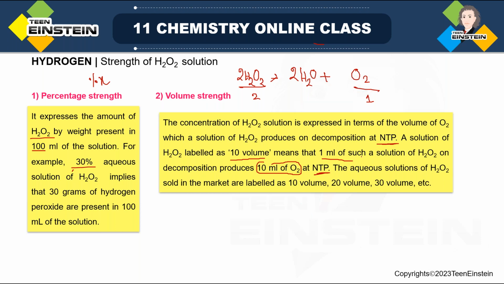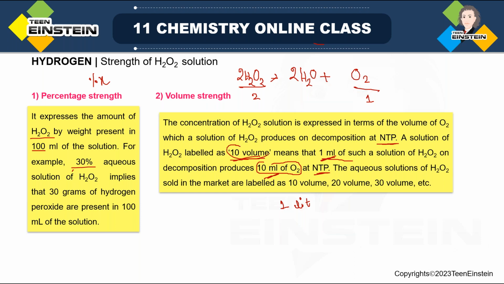And if I am expressing it in 1 liter, then it is also just 10 times high. When I say 10 volume, there is no unit mentioned, not liter, not ml. So 10 volume means if you start with 1 ml H2O2, you will get 10 ml O2. If you start with 1 liter H2O2, you will get 10 liter O2, 10 times high.